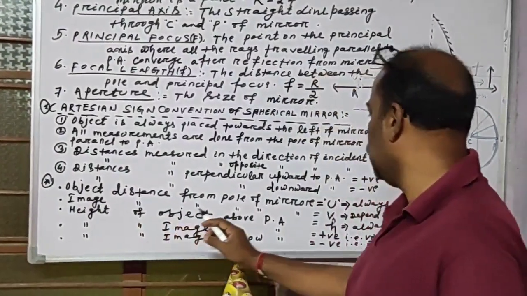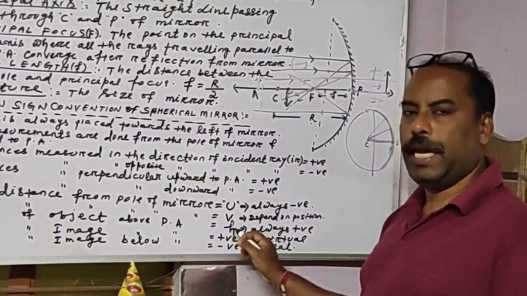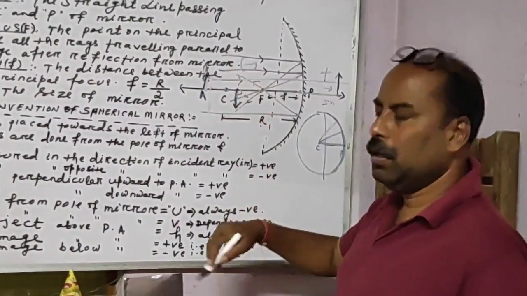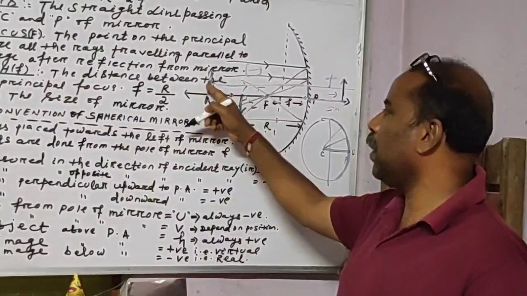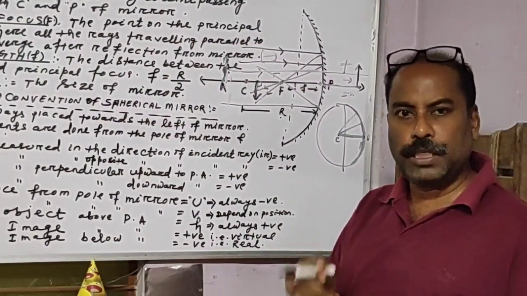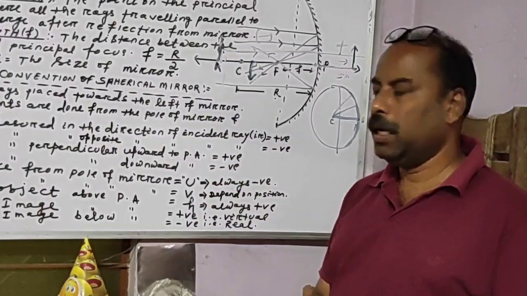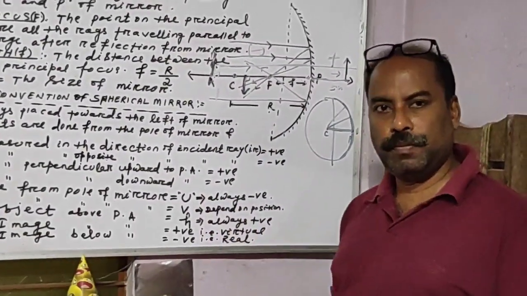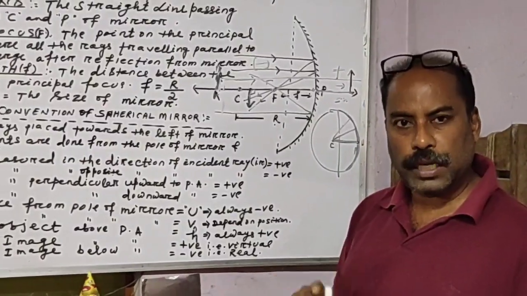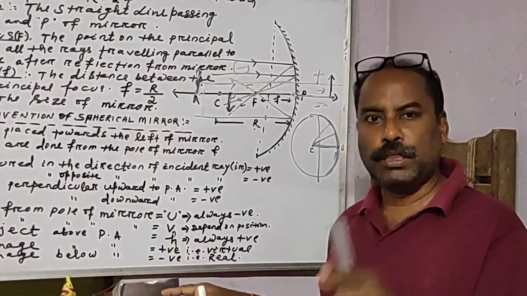Then the height of the object above the principal axis is called h. Suppose this is the object AB. Now what is the height of this object? If it is suppose 5 centimeter, then we write the object height as h. H means height of the object, and we write h equal to 5 centimeter. It is always positive because it is present above the principal axis, perpendicular. I have told this in the Cartesian sign convention. So object height is taken as h, and its value will always be positive.